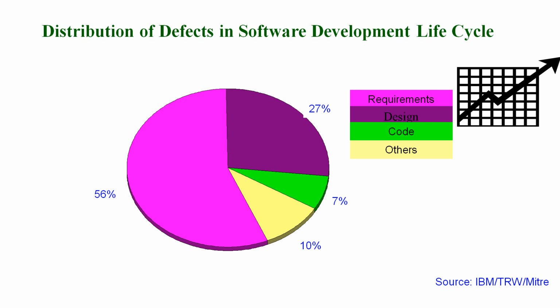And obviously for the 27% of defects in the design phase, the software designers and software architects will sit and try to find the defects. And due to code, 7% of the defects are present. And the remaining 10% is miscellaneous. So this pictorial representation gives you clarity of defect distribution in software development lifecycle stages. This is very, very important. This is the base for the testing activities.